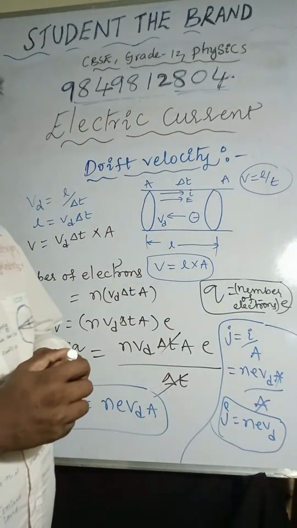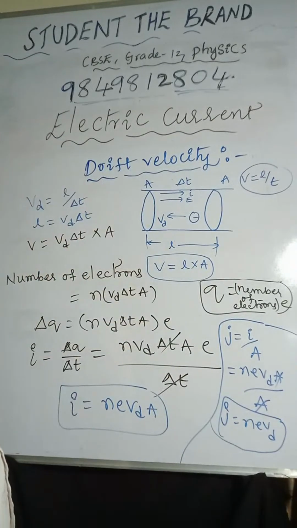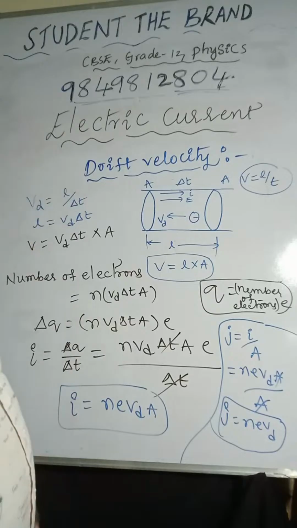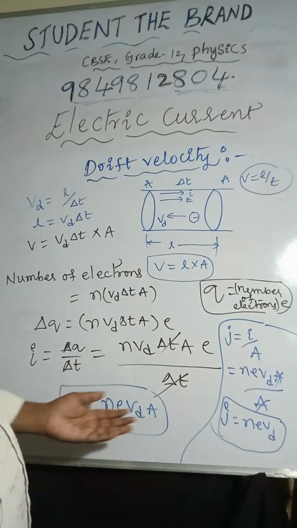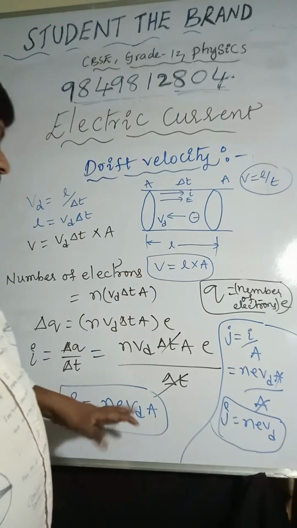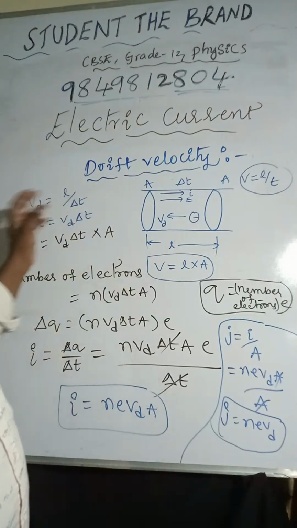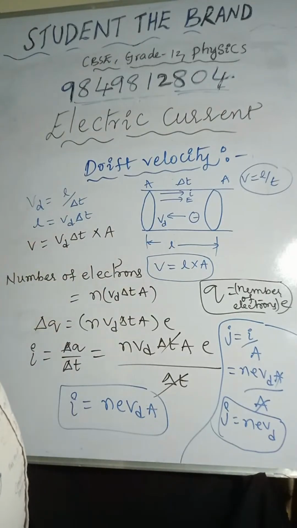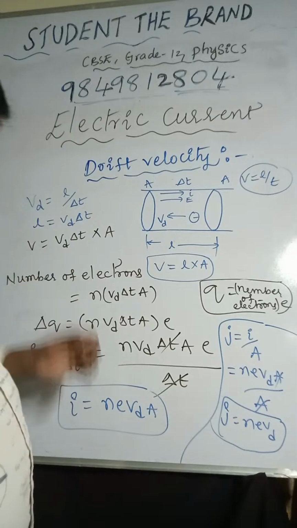So drift velocity and current density. Drift velocity we already discussed. So the relation, we can also take the relation between current and drift velocity. I hope it is very clear to you all. Okay, check once.